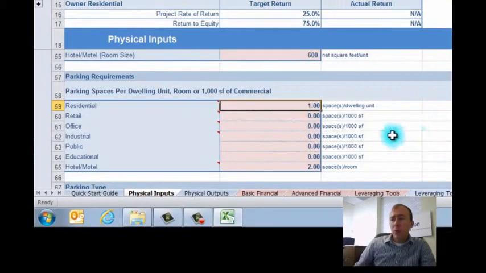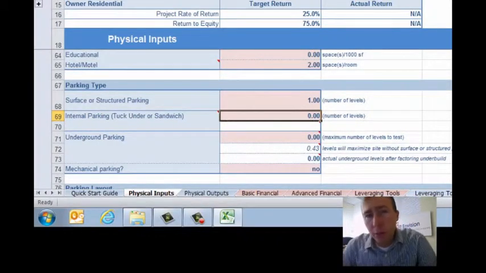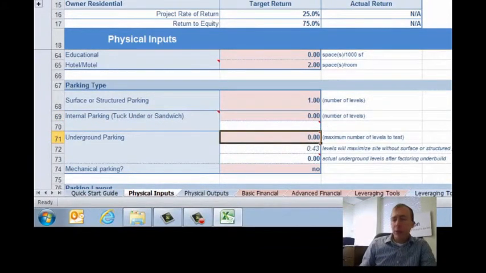We also look at parking requirements. So this is parking spaces per dwelling unit or 1,000 square foot of commercial. So you can see that I've got one parking space plugged in per dwelling unit. That might be a little high, it might be a little low, but you can surely change that to meet your community's needs. I'm also looking at parking type. I would enter 1 here if it was just a regular surface parking lot. If it was internal parking, sandwich type parking, or tuck under, I could add the number of levels right there. If it was underground parking, we could also add the number of levels right here.